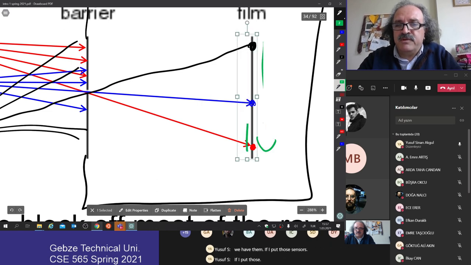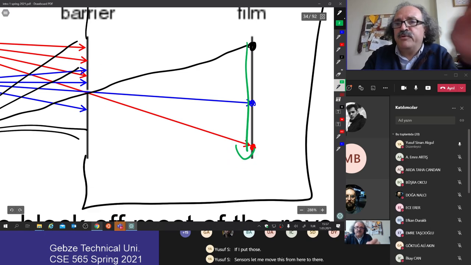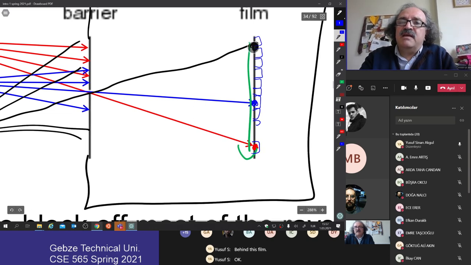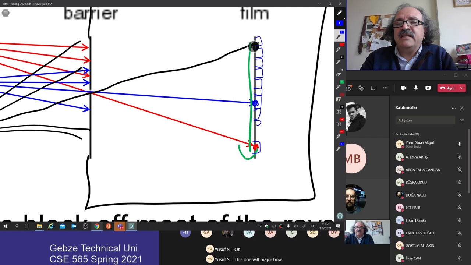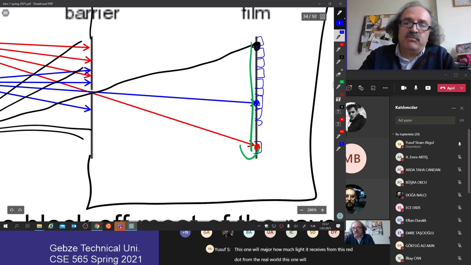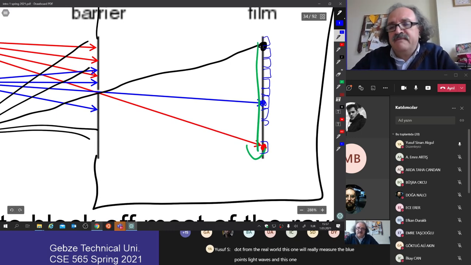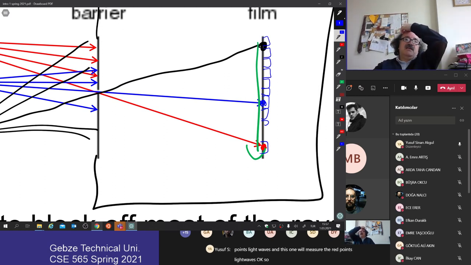If I put those sensors, let me move this from here to there. Okay, if I put these sensors behind this film, this one will measure how much light it receives from this red dot from the real world. This one will measure the blue point's light waves, and this one will measure the red point's light waves. So electronically I can do this.